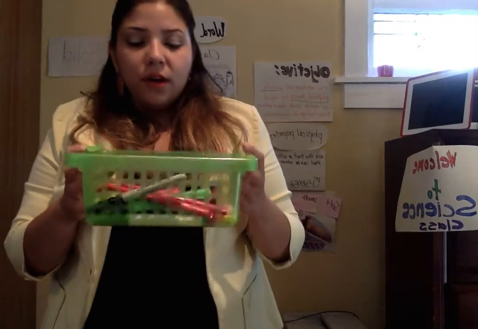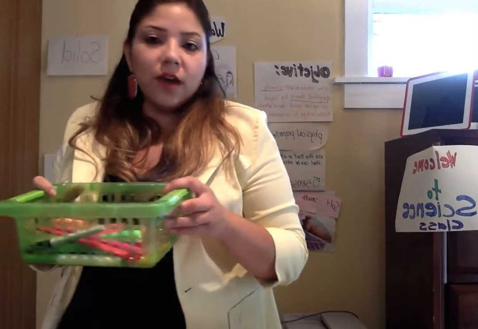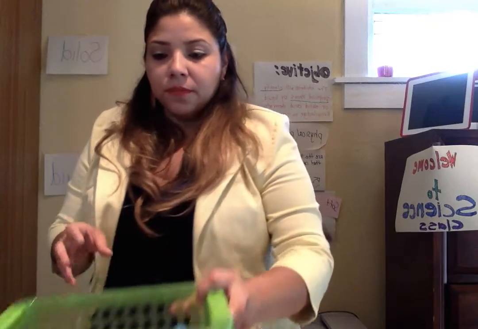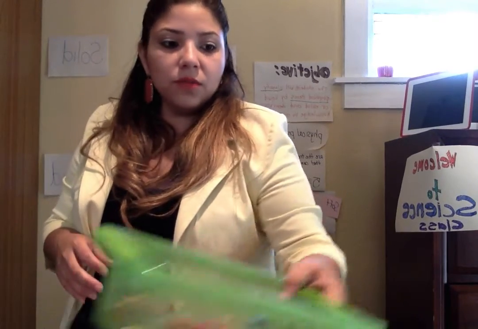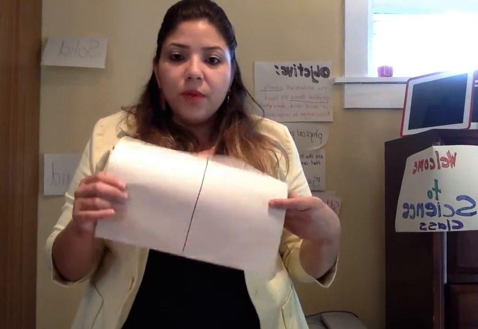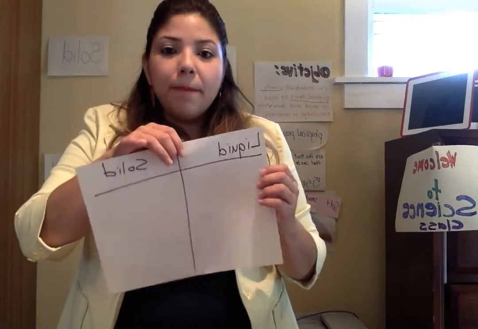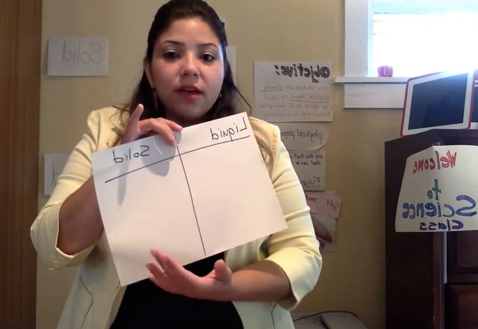So in one station, you have a green basket. In your other stations, you have different color baskets. So go ahead in station 1. Go ahead and you're going to create a poster, and you're going to classify your objects by the states of matter of liquid and solid.